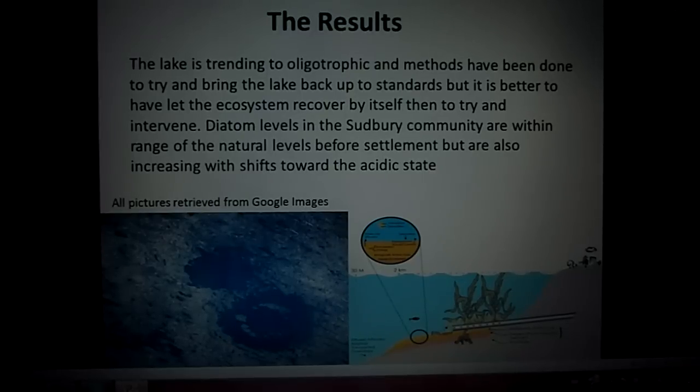This study shows that the diatom levels in the Sudbury community are within range of the natural levels before sediment, but are also increasing with shifts towards the acidic state. This can be due to vegetation change and the atmospheric acid deposition.